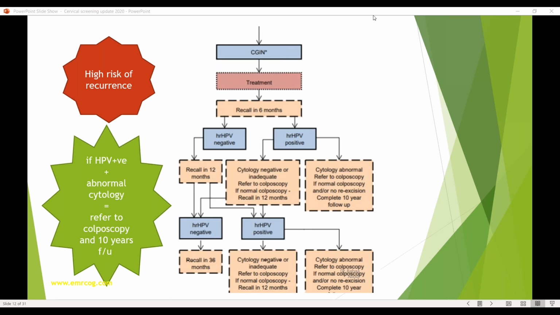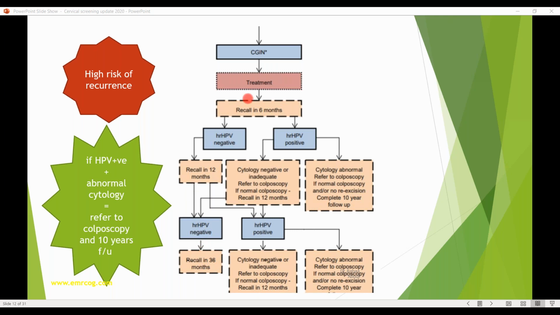Yes, easy. What will happen here is that we have added a new step, another step. HPV came negative in the test of cure, so I will recall her in 12 months. This is the extra step. And HPV negative comes after the second follow-up. So I will say bye-bye, see you in 3 years.